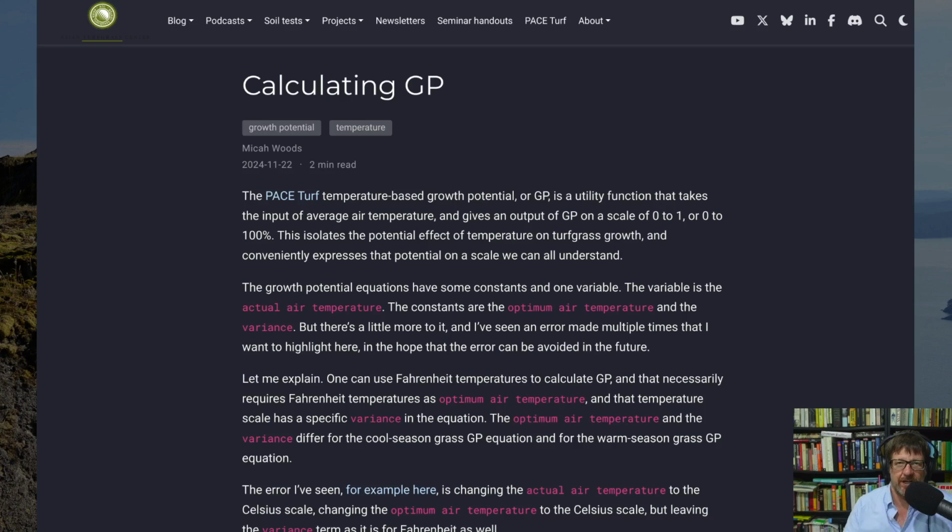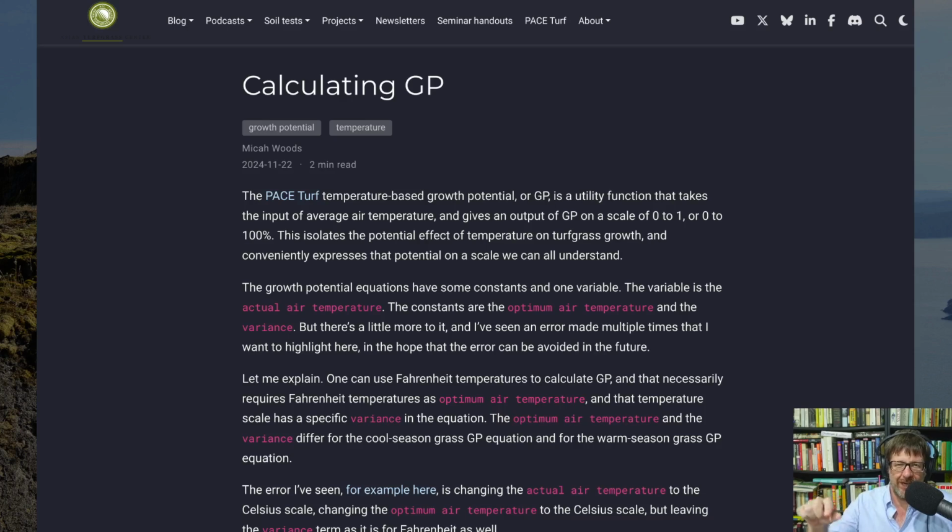That is pretty straightforward. But here's the error that I noticed last week, and it's an error that I've noticed before, and that is the variance number. The variance number is basically just to fit the shape of the curve.